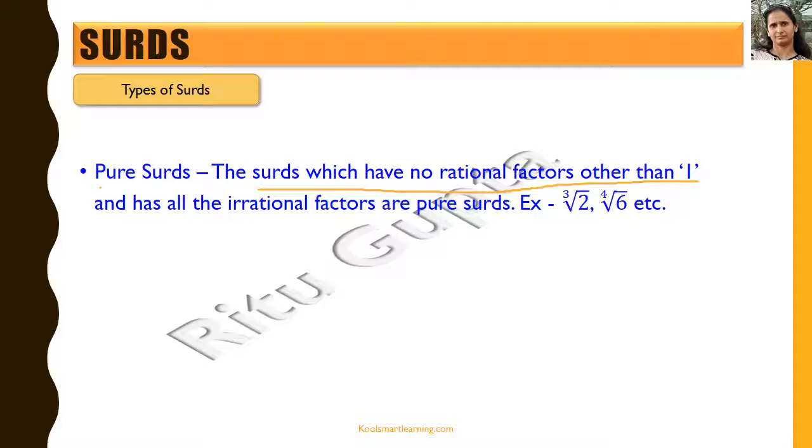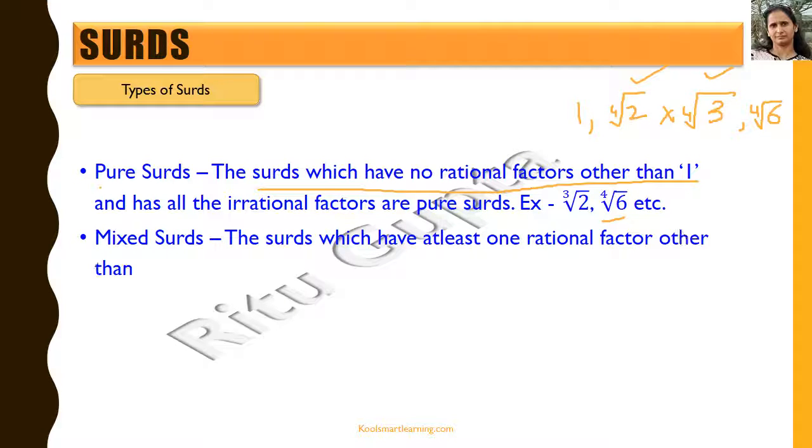If we take an example, say fourth root of 6, this can be represented as fourth root of 2 multiplied by fourth root of 3. So we know that the factors of fourth root of 6 are just 1, fourth root of 2, fourth root of 3 and itself, which is fourth root of 6. So it has only one rational factor, which is 1. So this is a pure surd.